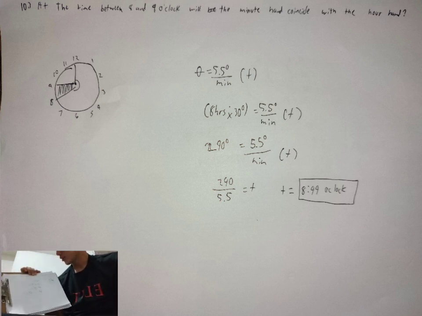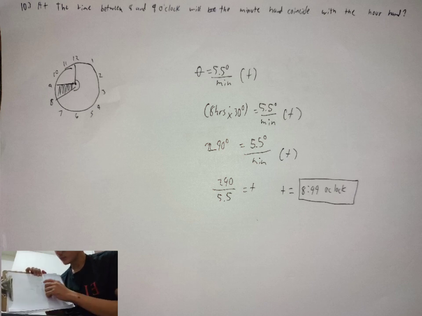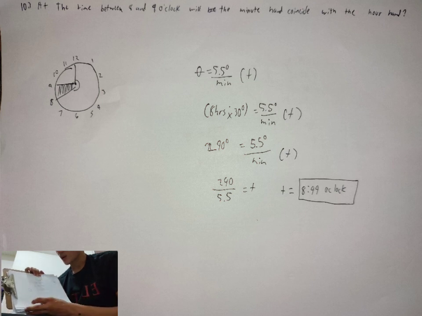So hi guys, let's move on to problem number 10. The question here is, at what time between 8 and 9 o'clock will the minute hand coincide with the hour hand? So here's the graph. The time is being pointed to 12, 8 and 9. So theta is equal to 5.5 degrees per minute multiplied by time. So the time here is 8 hours multiplied by 30 degrees, which is equal to 5.5 degrees per minute multiplied by time.